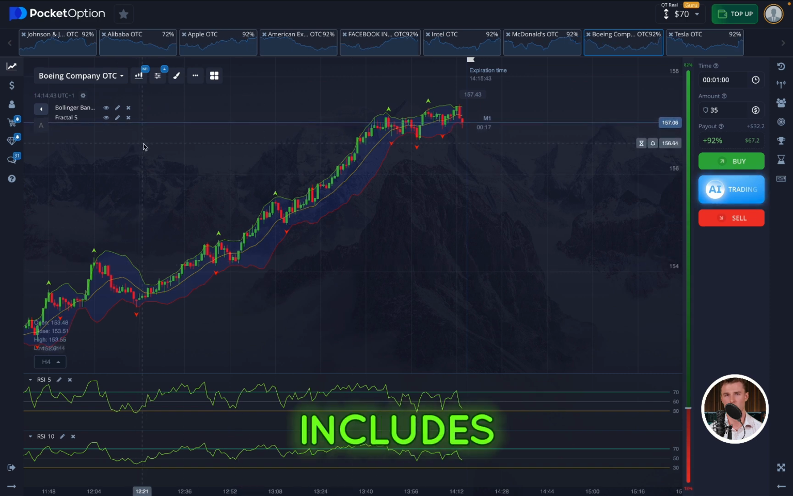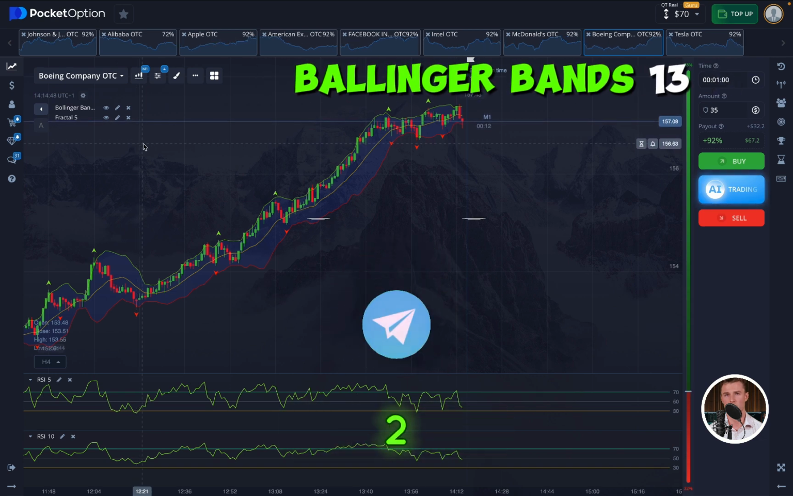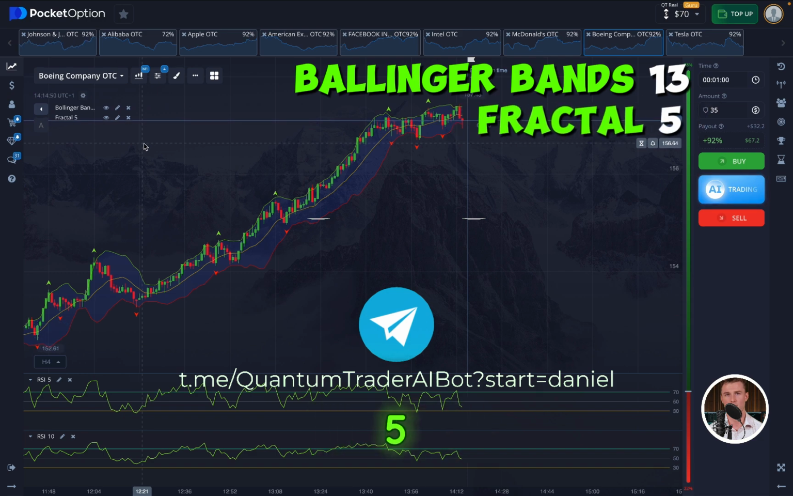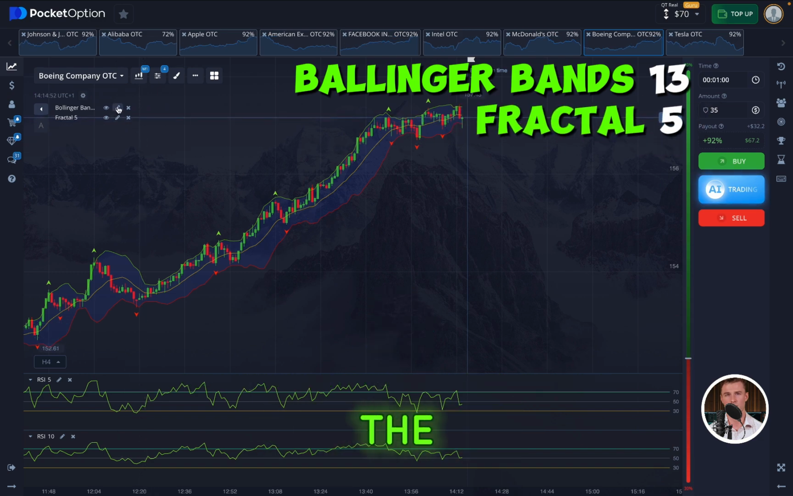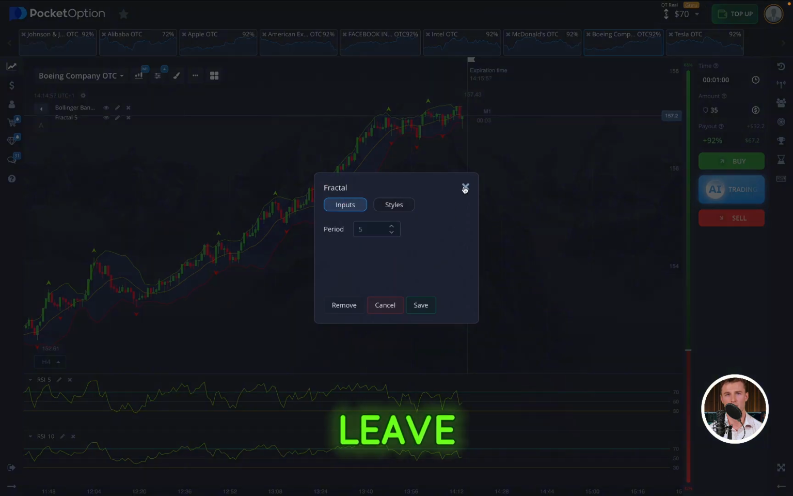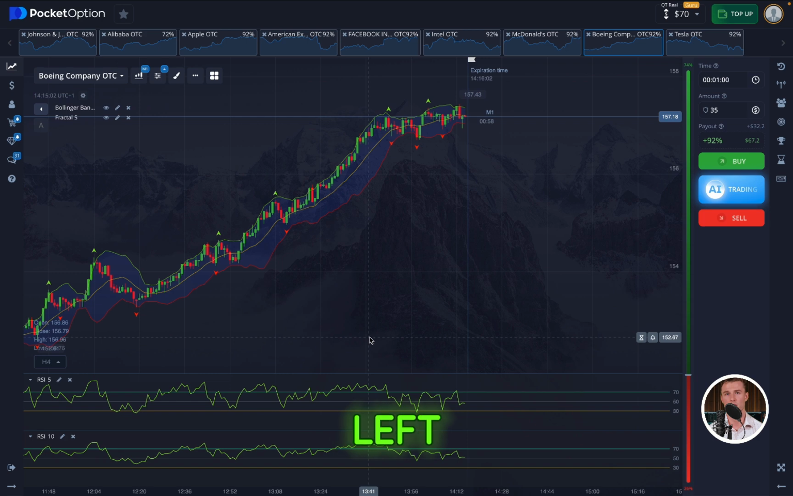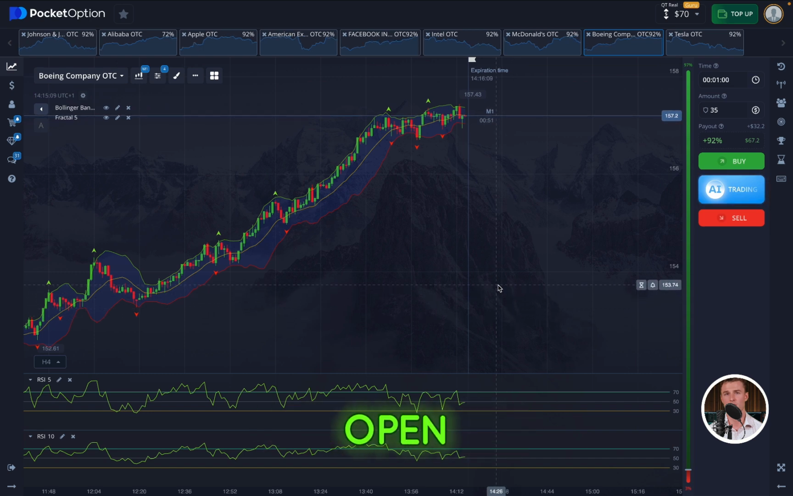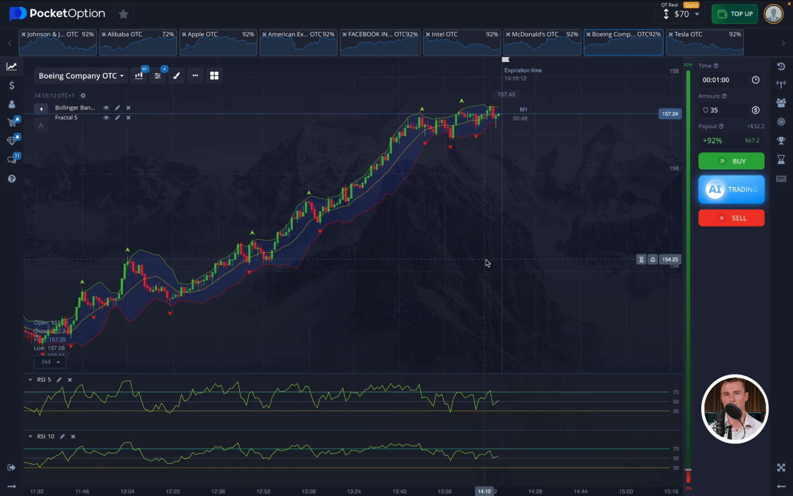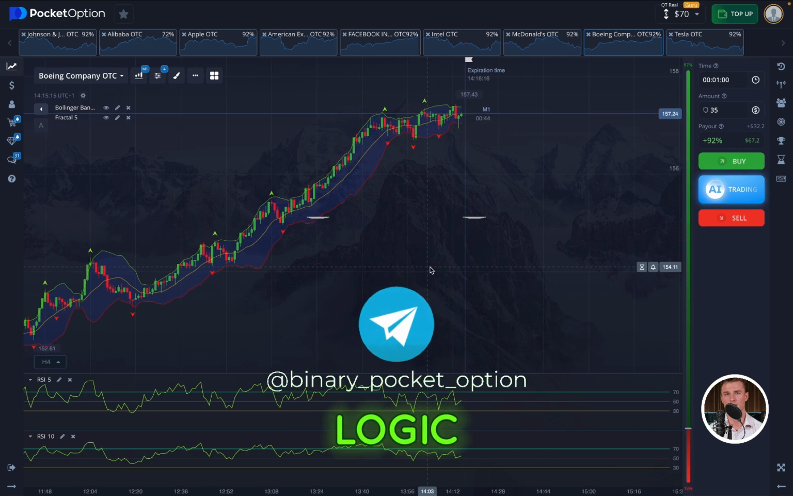as on the trend. It includes Bollinger Bands with period 13 and deviation 2, Fractal with period 5, and two oscillators, RSI, the first with period 5 and the second with a period of 10. We leave the overbought area unchanged at 70, and the oversold area also unchanged at 30. They have a value. After the trading, you will understand how to open your position correctly, what conditions must be in order to open a trade, and what logic you must follow.